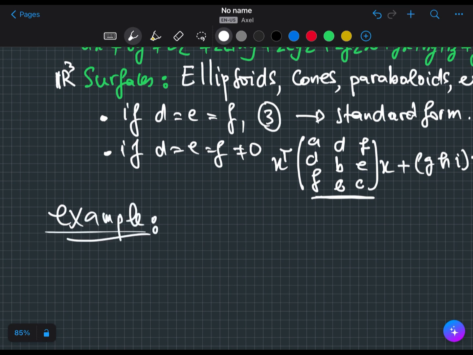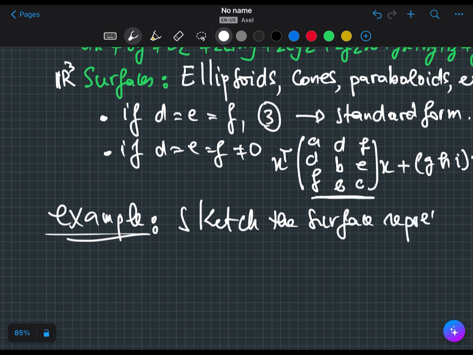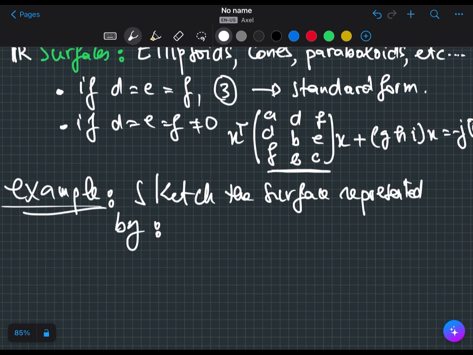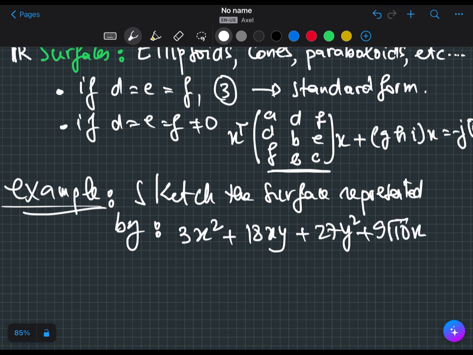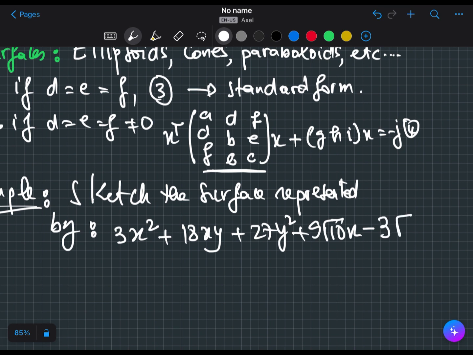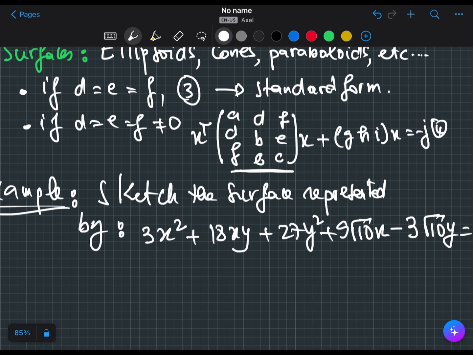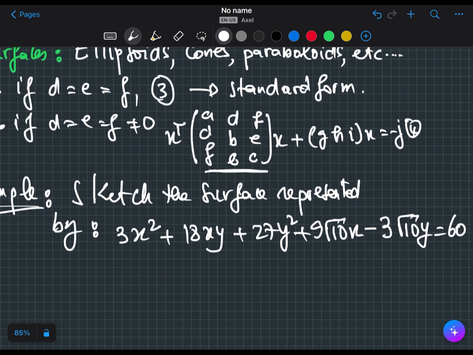We are still in two-variable quadratic forms. Sketch the surface represented by 3x squared plus 18xy plus 27y squared plus 9 square root 10 x minus 3 square root 10 y equals 60. Right? Sketch the surface represented by this quadratic equation. Now, how do you solve this? How do you approach this?